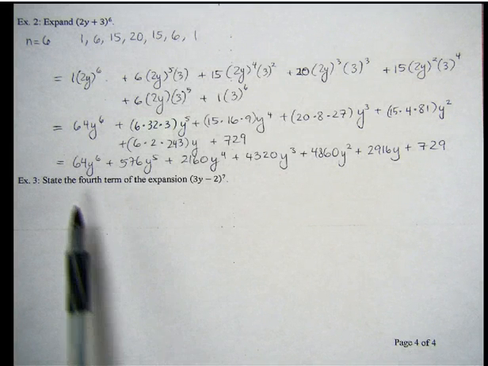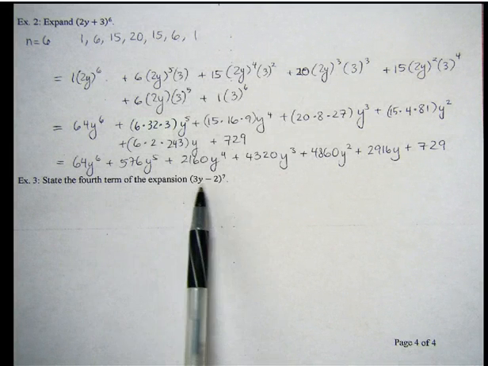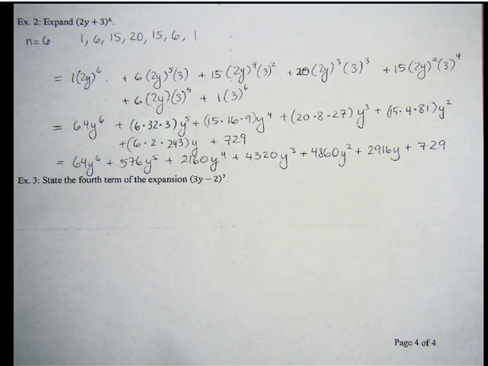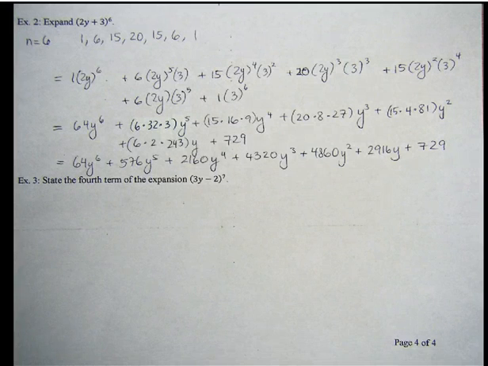All right, for the last example, state the fourth term of the expansion 3y minus 2 to the exponent 7. There's a couple of ways you could do this. If you want, you can expand it all out. If you want some extra practice using Pascal's triangle, go right ahead. I will write out the final answer for you there if you pause your video. And also I'm going to show you one other way after that.